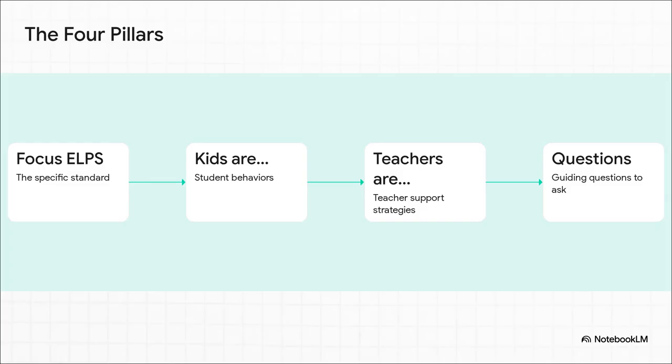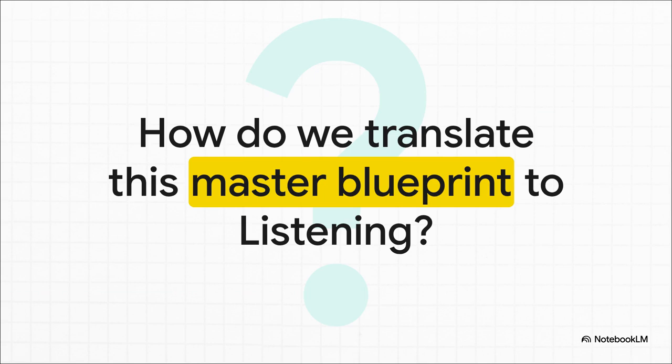And here is the secret decoder ring for the whole thing, a 4-pillar anatomy. It's not just a bunch of rules. For every single standard, it outlines 4 very specific things. First, the focus ELPs. Second, exactly what the kids are doing. Third, how teachers are providing support. And fourth, the specific guiding questions you should be asking them. It's honestly incredibly practical. So, with that cognitive framework in mind, how do we translate this master blueprint into domain number 1? Let's talk about what our students are actually hearing.